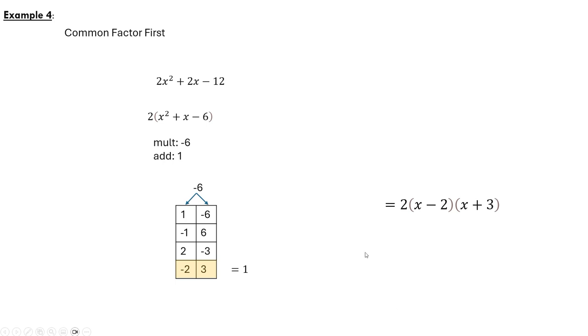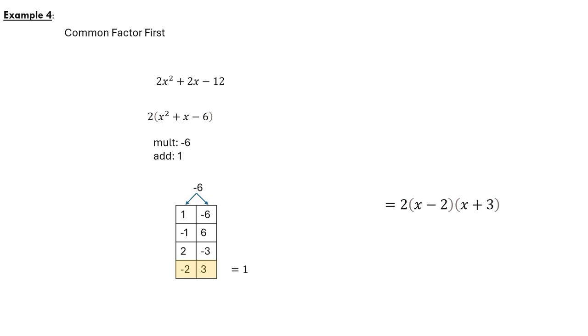2x squared plus 2x minus 12. We're told we have to common factor first. We want to get the terms inside the brackets as simple as possible. Okay? 2x squared plus 2x minus 12 is not that easy to factor.